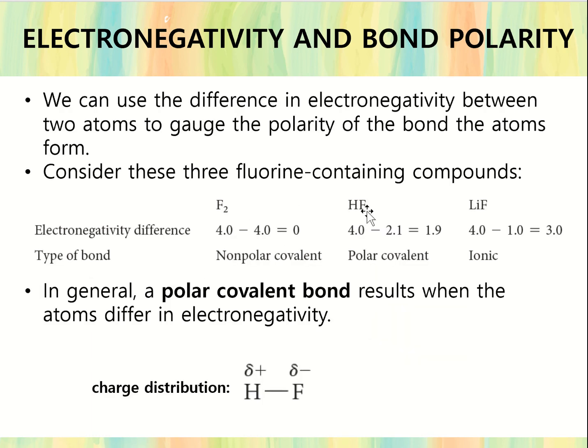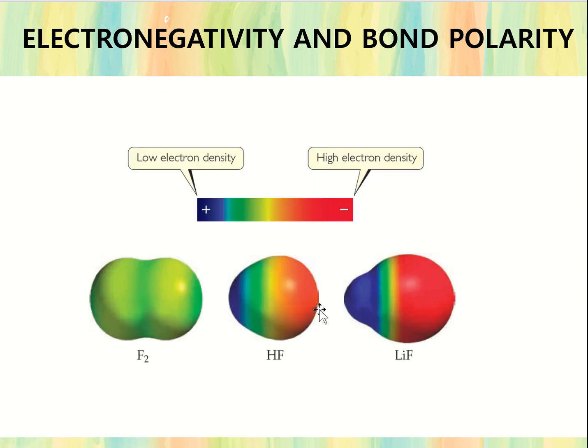For our hydrogen fluoride with a difference in electronegativity of 1.9, this is how it looks. So we have the low electron density portion, which is related to our hydrogen, and then we have the high electron density portion, which is the most electronegative element. This is pulling electrons to itself, and it should be no surprise that this is a high electron density on the side of the fluorine.